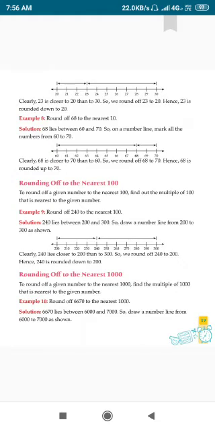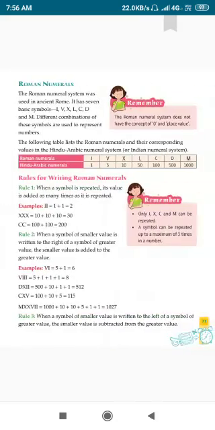At last, we discuss in this chapter Roman numerals. The Roman numeral system was used in ancient Rome. It has 7 basic symbols: I, V, X, L, C, D and M. Different combinations of these symbols are used to represent numbers. I for 1, V for 5, X for 10, L for 50, C for 100, D for 500 and M for 1000.